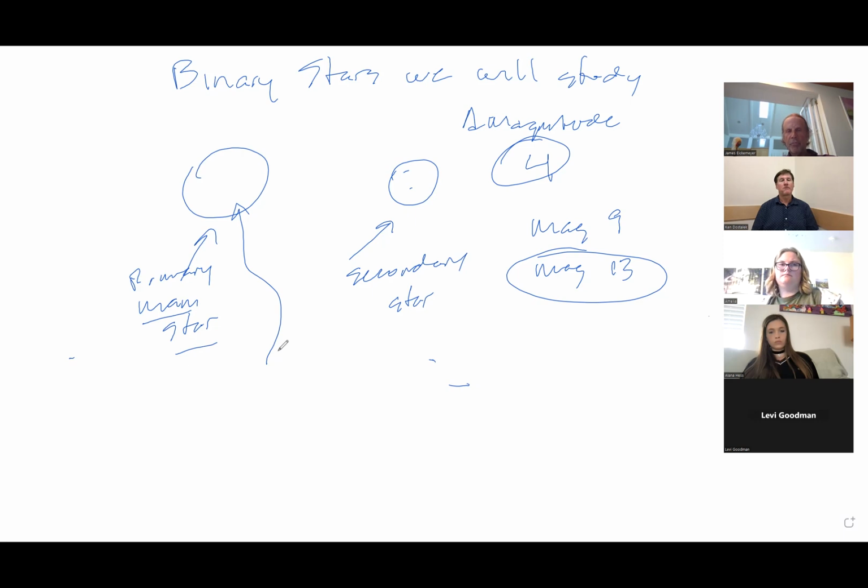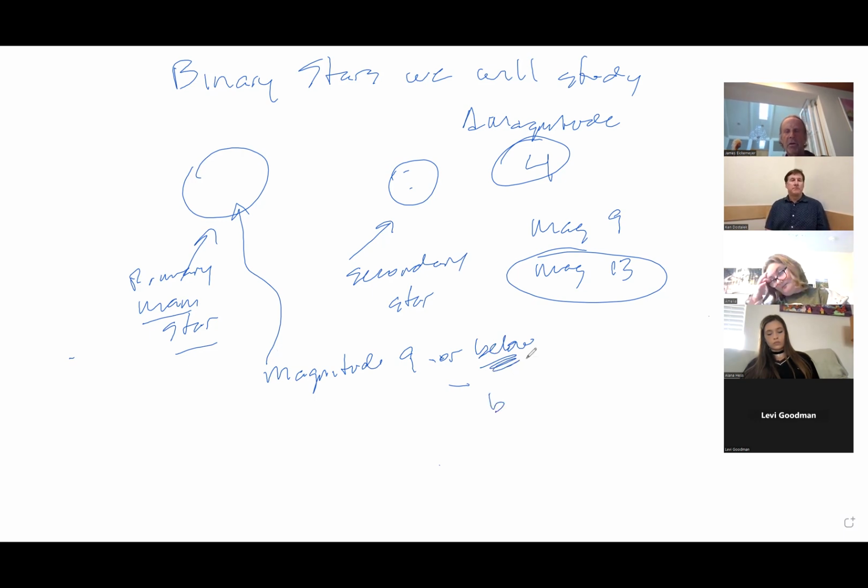The primary star, we're essentially looking for magnitudes that are reasonably bright, because if the primary star isn't bright enough and the secondary star is too dim, then we won't be able to pick up one of the stars. But typically we're looking for something like magnitude 9 or below. Now remember, below here means brighter. As you get to lower numbers, the magnitude goes up, not down.